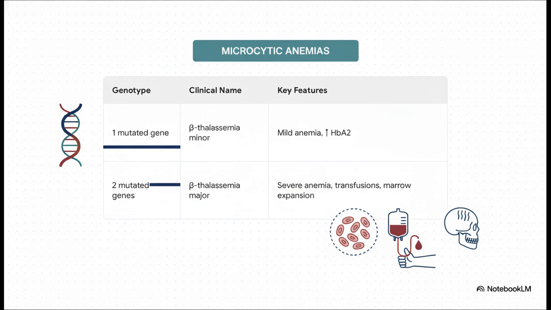They get severe anemia, and their bone marrow goes into overdrive trying to compensate, which can lead to that classic crew-cut appearance on a skull X-ray. These patients need lifelong blood transfusions, and their labs will show high levels of other hemoglobins, like HbA2 and HbF, as the body tries to make up for the deficit.